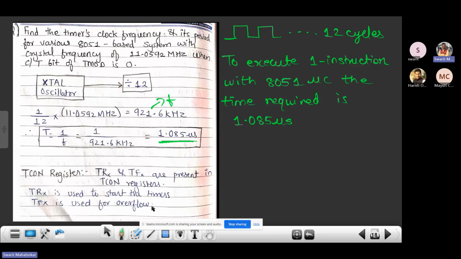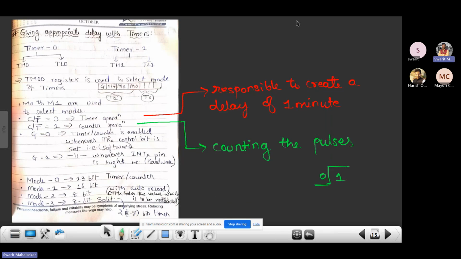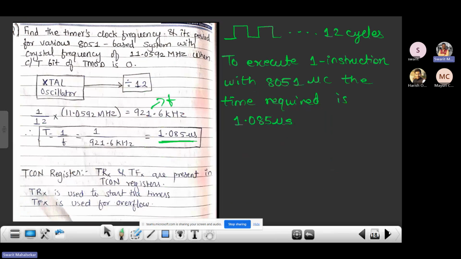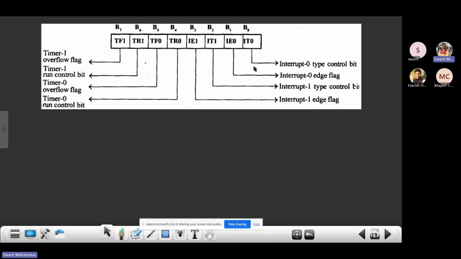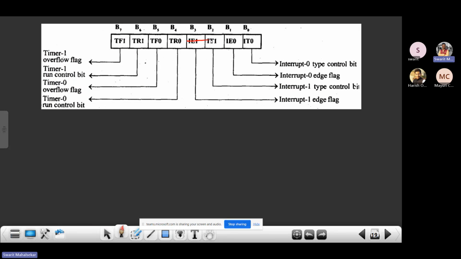Okay, then we have one more register. As I had mentioned, register is something which will store the data. So we have one more register, that is TCON register, that is present inside the 8051 controller, and this is responsible to start and stop the operation. Which operation? The operation which we saw just now, that is timing operation or counting operation. So this TCON register has 4 important bits. Just as of now, neglect this particular part, interrupts and all is not required as of now. Just focus upon TF1, TR1, TF0 and TR0.